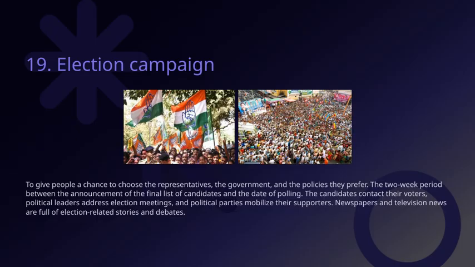You'll also notice that newspapers and television are filled with election-related stories, debates, and coverage. This entire process is vital because it allows citizens to make informed choices and participate actively in shaping their government. It's a dynamic period that highlights the importance of democratic engagement and the collective effort to decide our future.